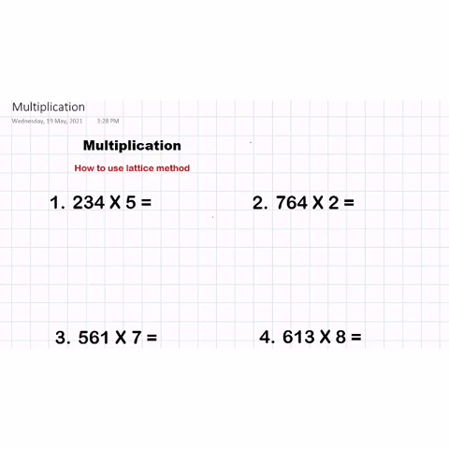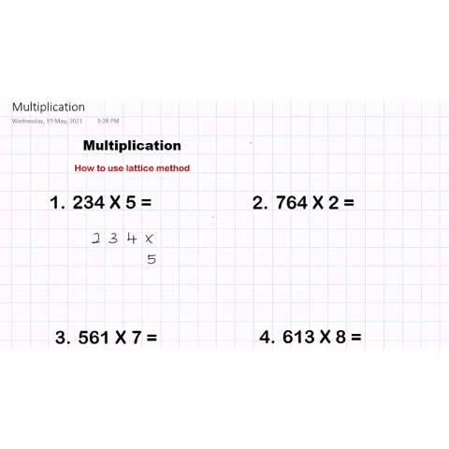So today we are going to learn about multiplication and how to use the lattice method to solve the multiplication question. Okay, we go to the questions here. 234 times 5. This is the way to write the question.